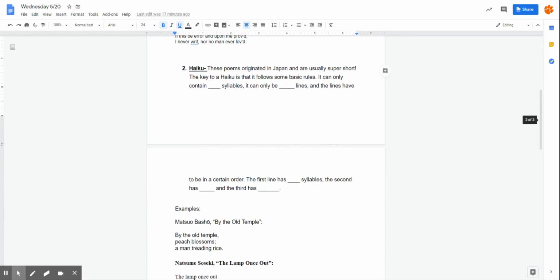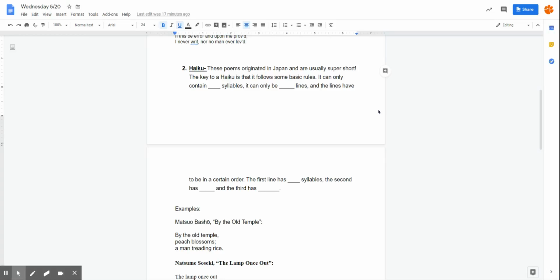The second type of poem would be haikus. Haikus originated in Japan and are usually super short. Actually, they're always super short, and that's because they have to follow three rules. The first rule is that a haiku can only contain 17 syllables. The second rule is that it can only be 3 lines. And lastly, the lines have to be in a certain order.